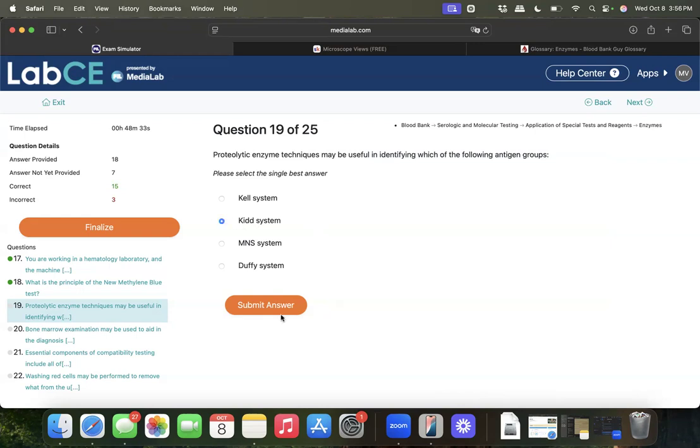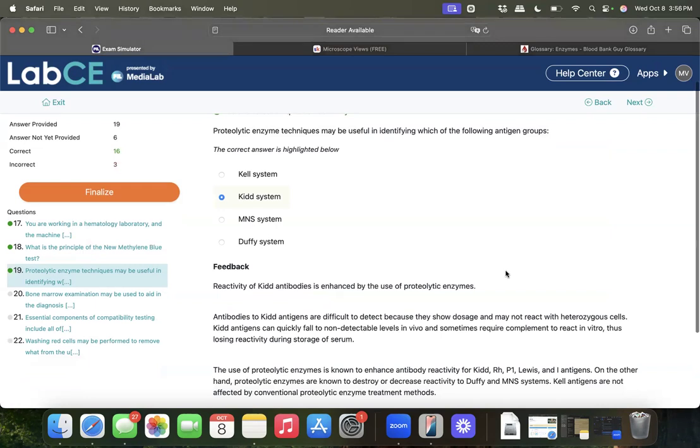Everyone's saying B. All right, let's see what it's talking about. The reactivity of KID antibodies is enhanced by the use of proteolytic enzymes. Okay, so I guess it's talking about what is being enhanced when it asks what it's helpful in identifying, KID antibodies.